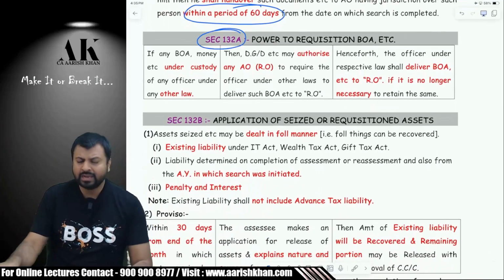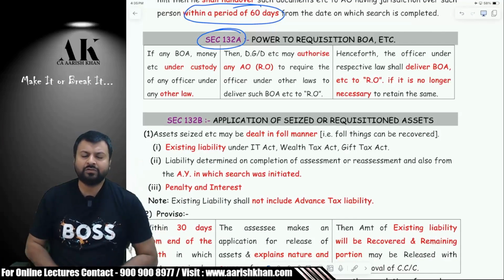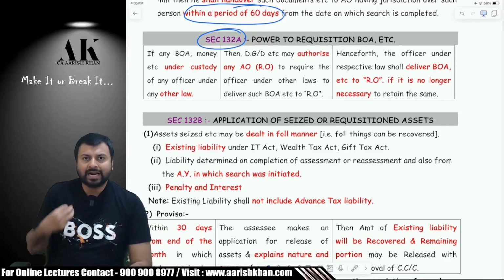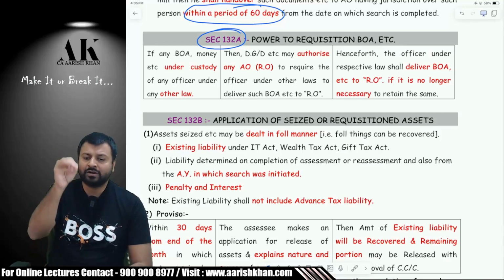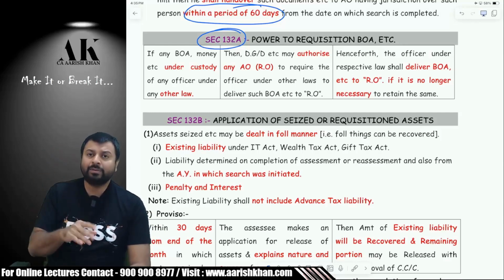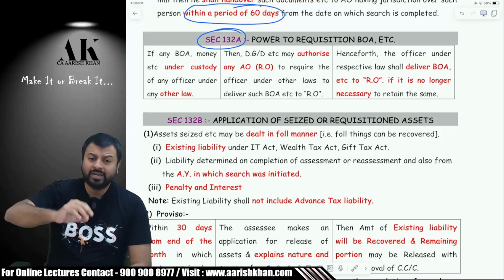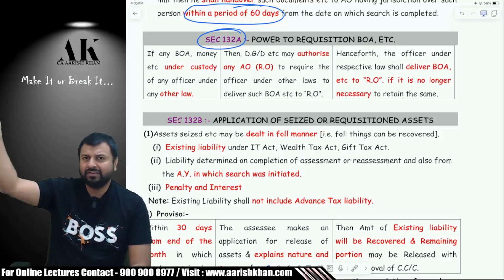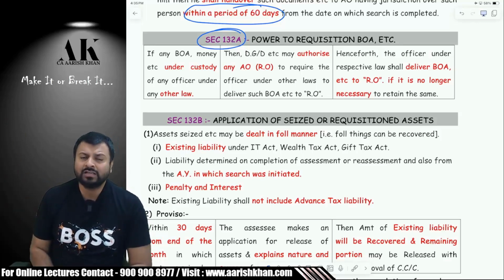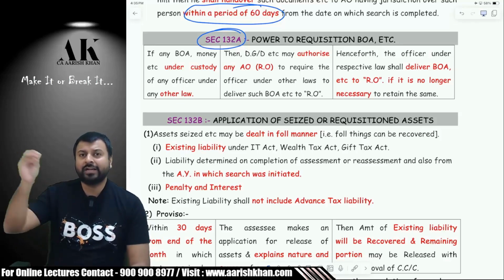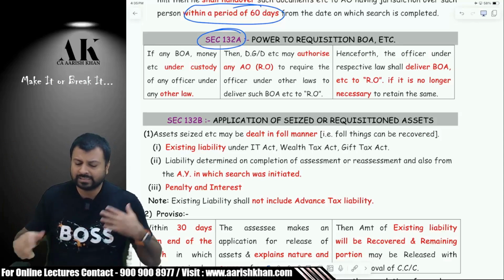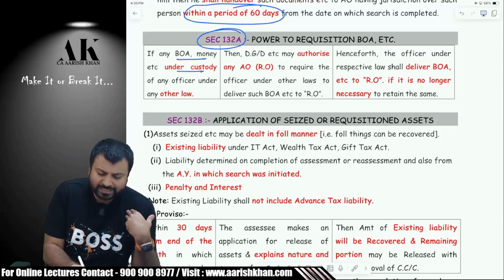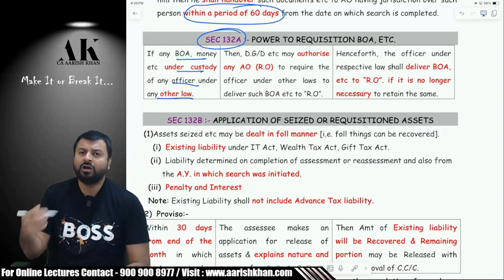Okay. 132A, very important section. So listen carefully to what I am trying to say with respect to 132A. Power to requisition books of accounts, etc. I want to do your search, but I know that even after doing the search, I am not going to find anything. Why? Because your books, your documents, your money, bullion, jewelry are already seized by other authorities, like customs authorities, like FEMA law, like PMLA, like GST people, like people under different laws who have already done search and seizure from you, and they have already taken everything in custody. So what is my duty in such a case? As an assessing officer, if the books of accounts and money are under the custody of any officer under any law, what is my duty?